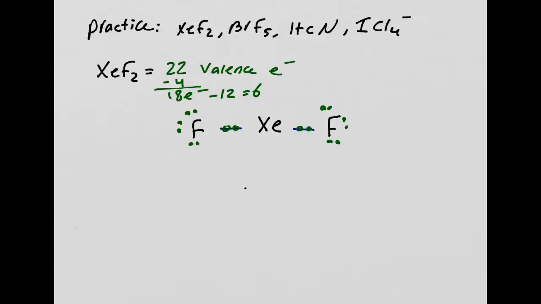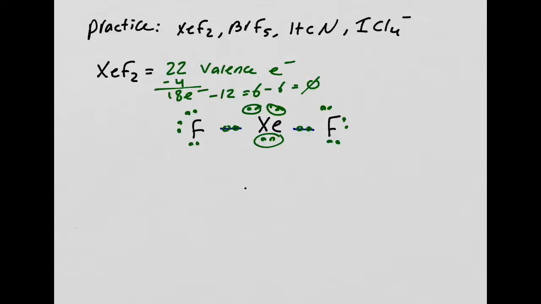What am I going to do with the 6 electrons? I'm going to add it to the center atom. 1, 2, 3, 4, 5, 6. Okay. Now I have no electrons left. So far, so good. All right. So here is my compound.